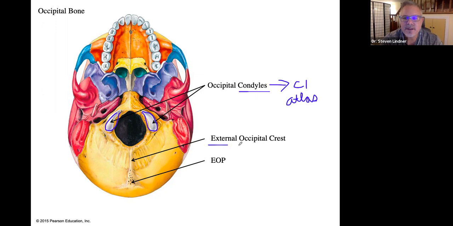Here's the EOC, and here's the EOP. This is the external occipital protuberance, but here's that crest, the external occipital crest. The crest goes from the magnum foramen, or foramen magnum, it makes no difference, to the EOP. Connecting those two, that's the external occipital crest.